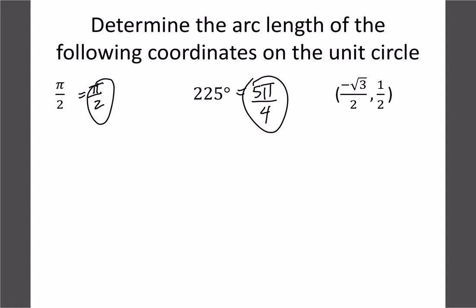And the last one, we got a coordinate negative root 3 over 2 and 1/2. So that would be in this quadrant here. And those ratios are for 30 degrees. So that's pi by 6. So that means we're in that location, we're at 5 pi by 6. So that would be our arc length for that one. And that's it. So we're finished with that.